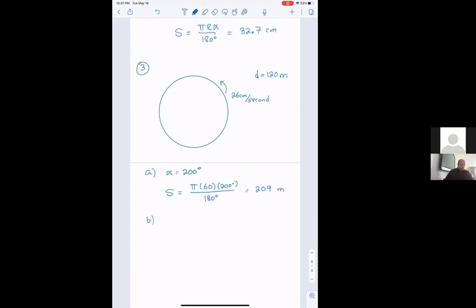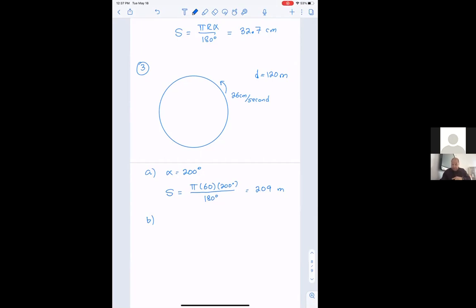B, the time in minutes that it would take for a passenger capsule to make a rotation of 200 degrees. Okay, the time in minutes. Pause. Try to solve this one. This one's a little more challenging. We have to relate time to angle. Well, we've already related angle to distance, arc length. We know that 200 degrees is 209 meters.